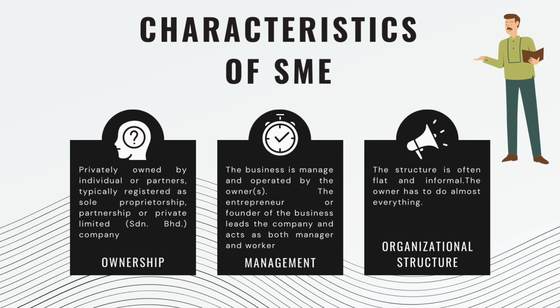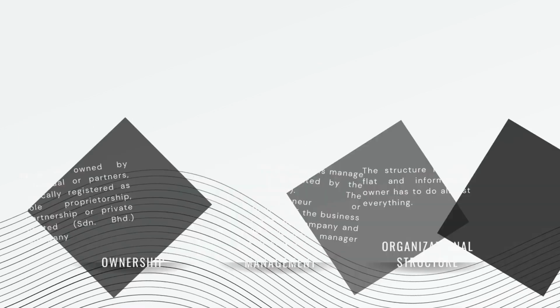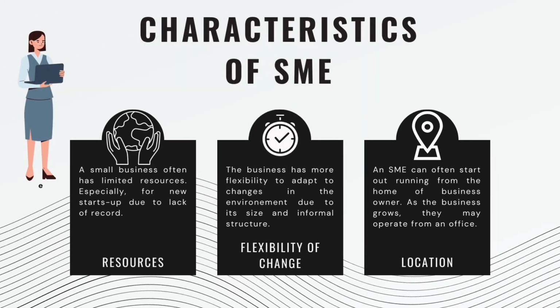The third one is organizational structure. For a small business, the structure is often flat and informal. The owner has to do almost everything and the workers are normally expected to be able to function as generalists since there is no clear demarcation of tasks. Number 4 is resources. A small business often has limited resources. This is especially true for new startups due to a lack of track record on the business to convince potential investors and bankers. Therefore, it is highly dependent on the ability of the owner to generate resources.